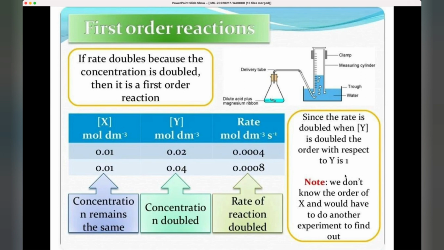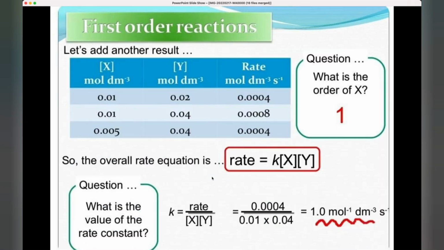And what do you understand from here? Then we don't know the order of x, and would have to do another experiment to find out. That is, if the order of x is unknown, we have to experimentally find out the order. And next, this is a first order reaction, because the rate is doubled when y is doubled, which means the order with respect to y will be first, or 1.